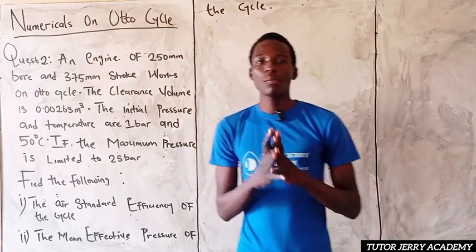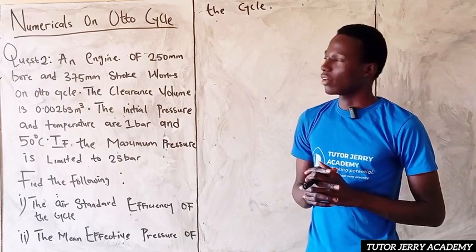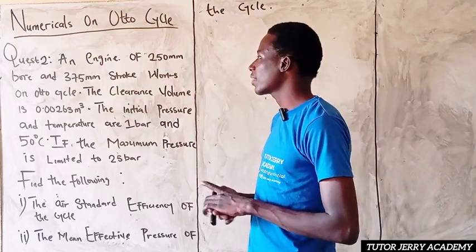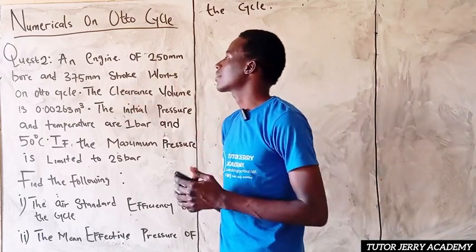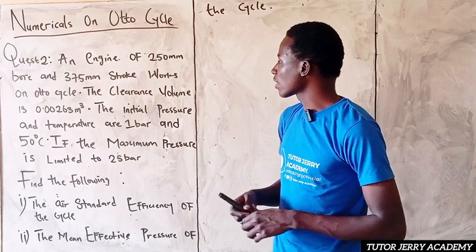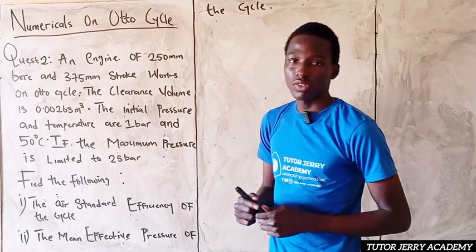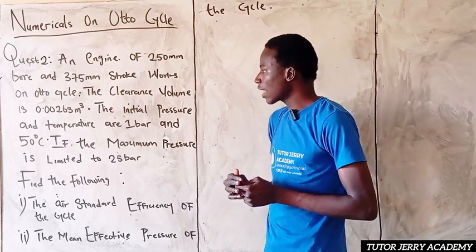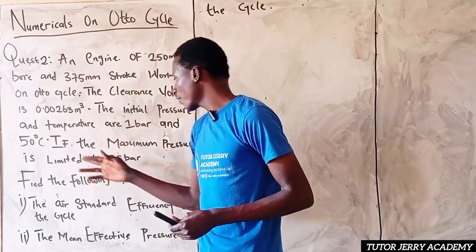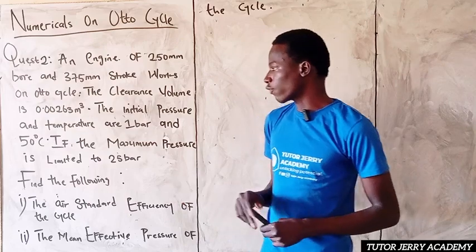All right, welcome to our second numerical on Otto cycle. Of course, the question on the board says an engine of 250mm bore and 375mm stroke works on Otto cycle. The clearance volume is 0.00263 meter cube. The initial pressure and temperature are 1 bar and 50 degrees Celsius. If the maximum pressure is limited to 25 bar, we are asked to find the following.